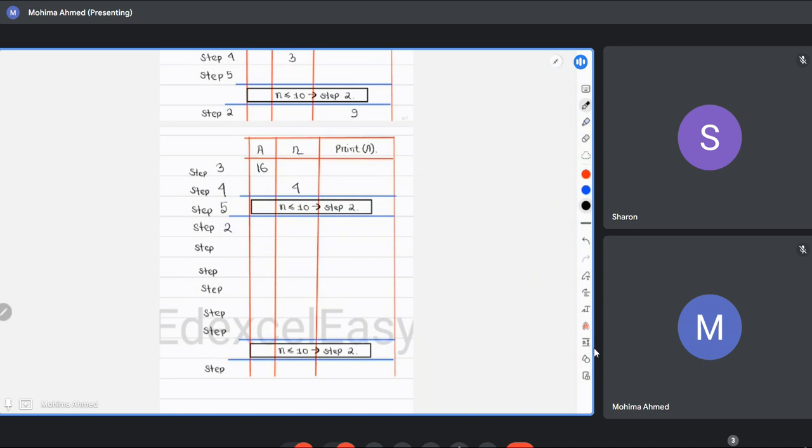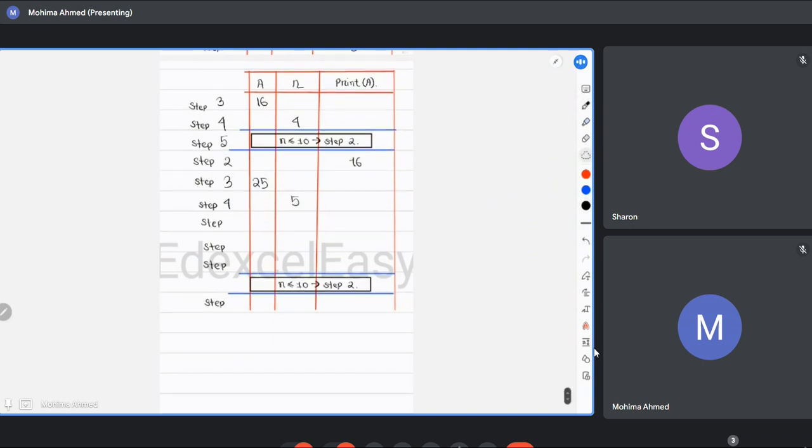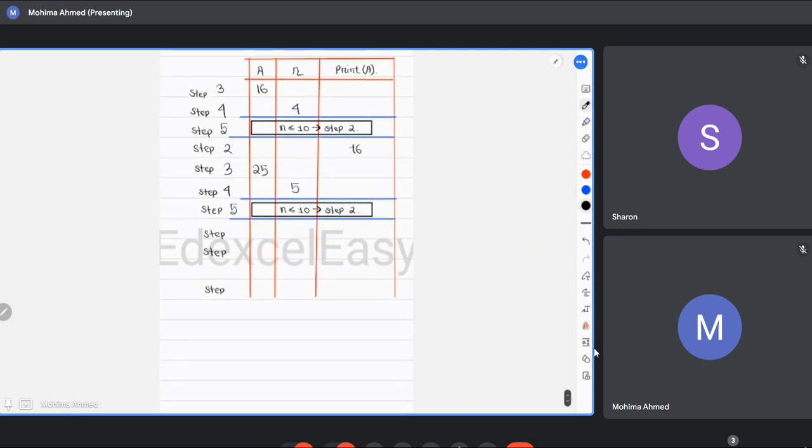For step 2, we print the value for a, which was 16. And for 16 again, we move on to step 3. Step 3 is the new value for a, which is 16 plus 2n plus 1. And over here n was 4, so 16 plus 2, 4 plus 1, which is now 25. And for step 4, it becomes n plus 1, that is 5. So this is 5. And then again, step 5 is going to be the same, and n is still less than or equal to 5, right? So this is 5. Finally, again, go back to step 2. This is going to be 25.